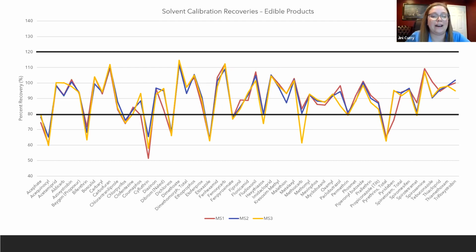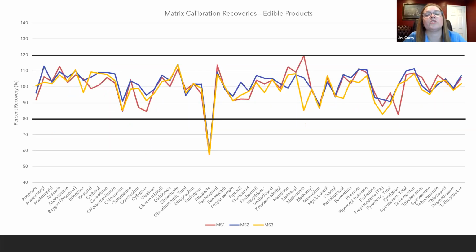So this is the solvent cal. And so you can see here that they are recovering low. They're coming in anywhere from about 60 to 110%. And once you switch that to that matrix cal, they all come up. You still have some recovering 80, but a good majority of them are recovering right there around 100%.